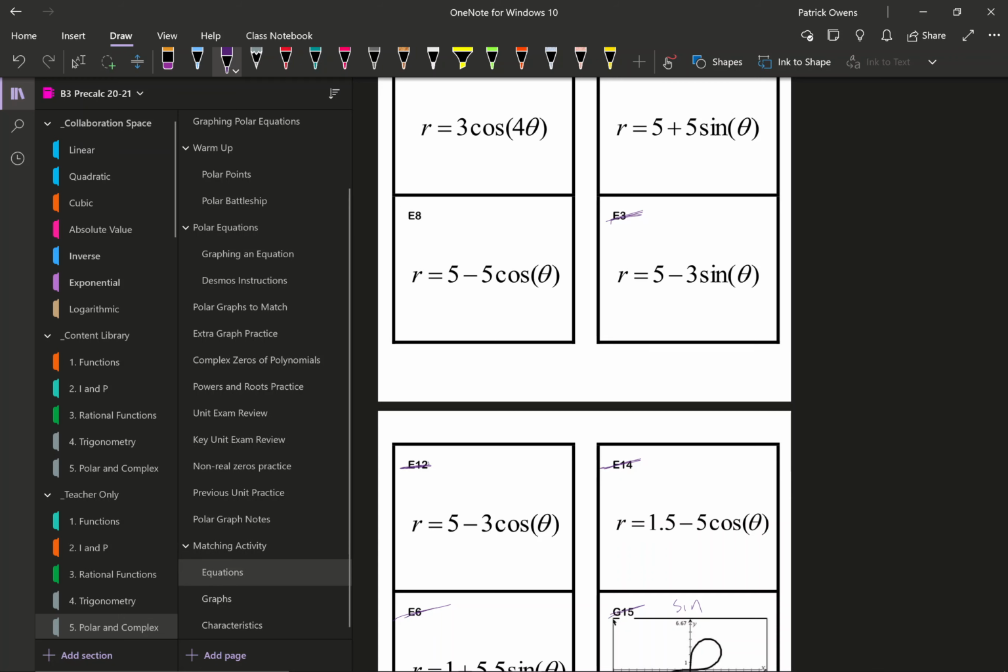Let's take a look at what other equations we have. Well, just like with our cardioid over here, with sine, E8 has to be another cardioid because 5 and negative 5 have the same absolute value. So E8, we're looking for a cardioid that is to the left of the x-axis, so that would be G10. So we've got E8 with G10. We know it's a cardioid.